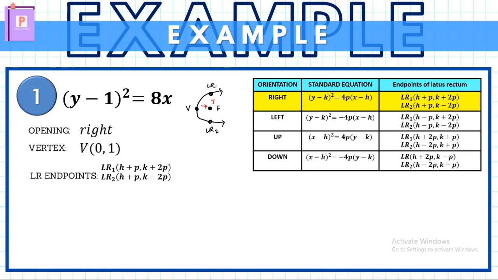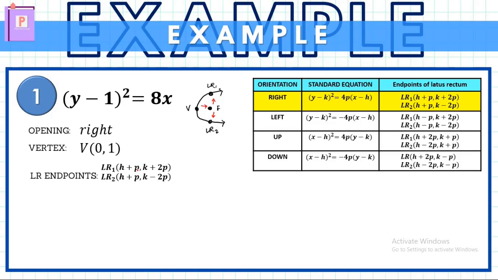If we move upward, that is the representation of plus 2p. If we move downward, that is the representation of minus 2p. So take note, class, that whenever there is a movement horizontally, we are going to add or subtract to h. But if the movement is vertical, we're going to add and subtract to k, just like in this given example. And that is how we obtained the formula for the endpoints of the latus rectum.